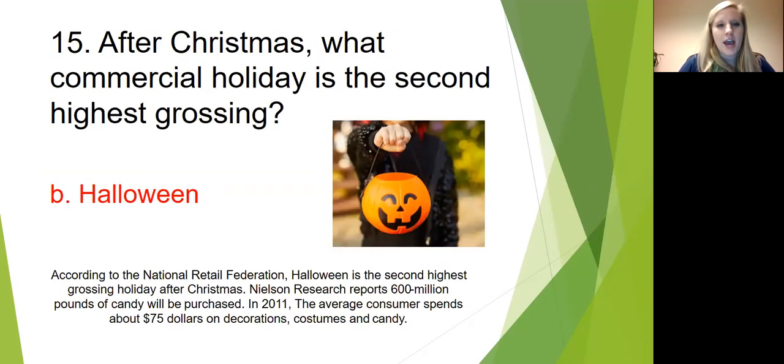Question 15. After Christmas, what commercial holiday is the second highest grossing? And the answer is B, Halloween. According to the National Retail Federation, Halloween is the second highest grossing holiday after Christmas. Nielsen Research reports 600 million pounds of candy will be purchased. In 2011, the average consumer spent around $75, and that included decorations, costumes, and candy.